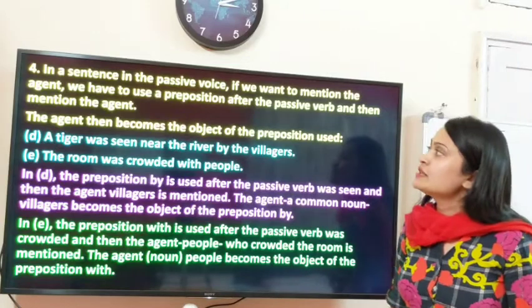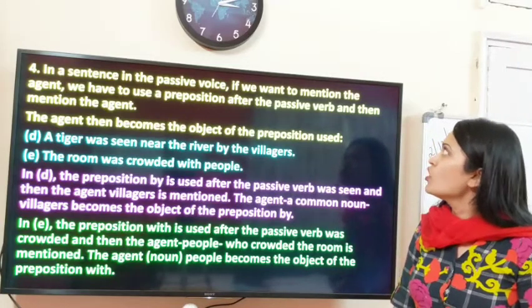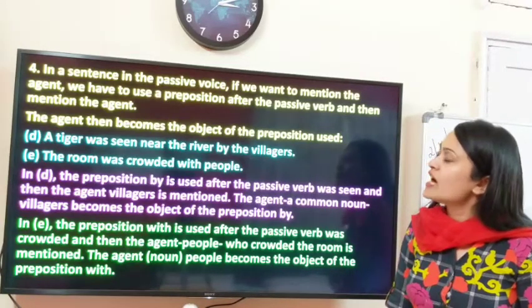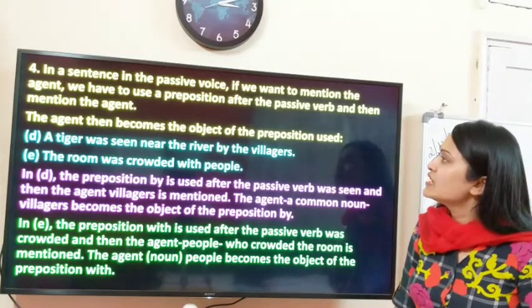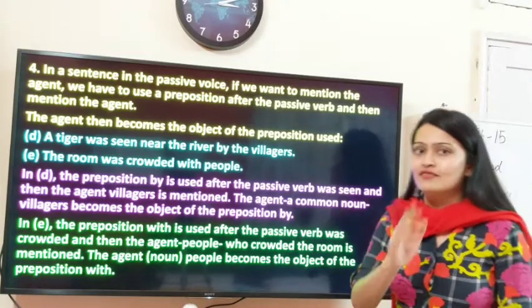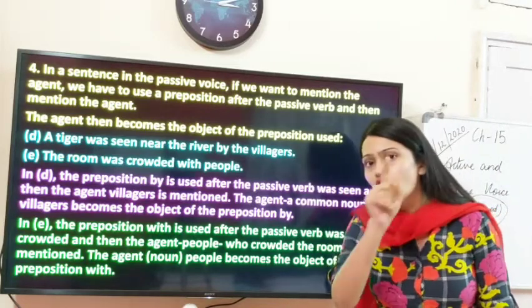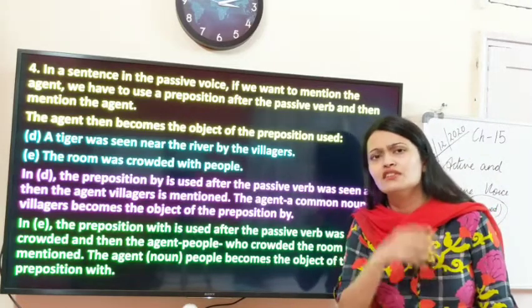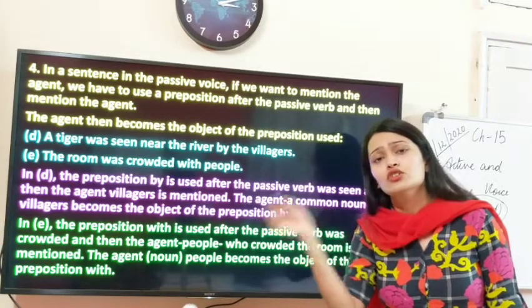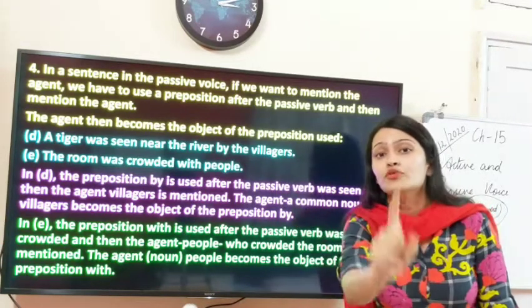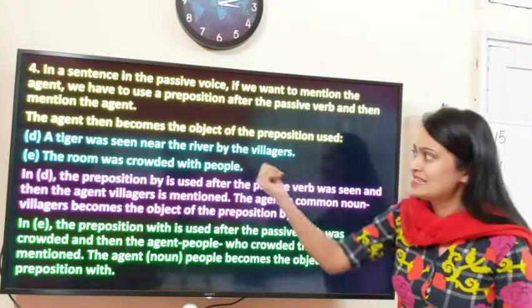In a sentence in the passive voice, if we want to mention the agent, we have to use a preposition after the passive verb and then mention the agent. So over here they are saying, if you want an agent, like in the previous sentence, a tiger was seen near the river, we don't have an agent, children. We don't have the doer. So if you want a doer, you have to put a preposition. Let's see how.